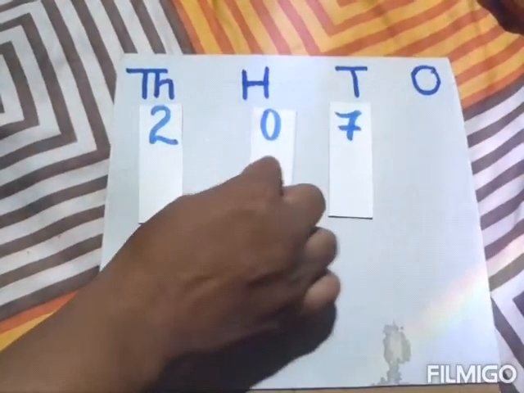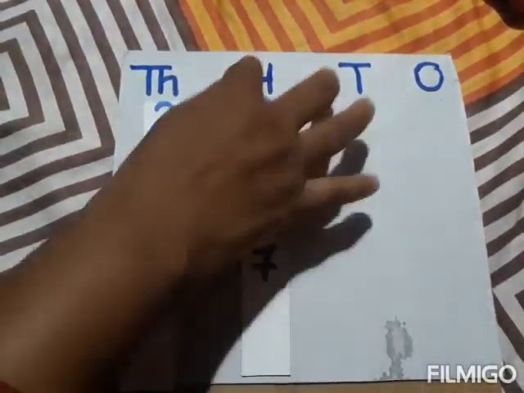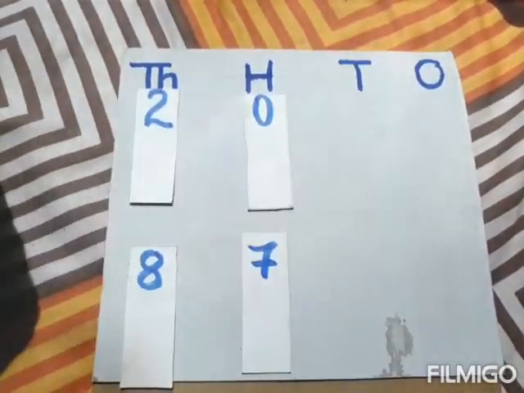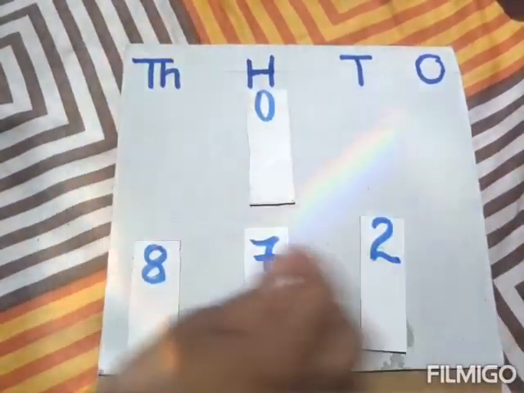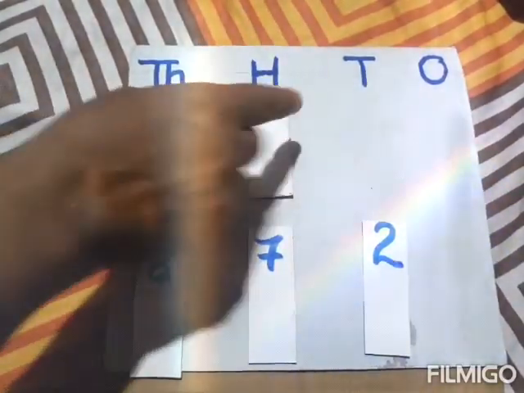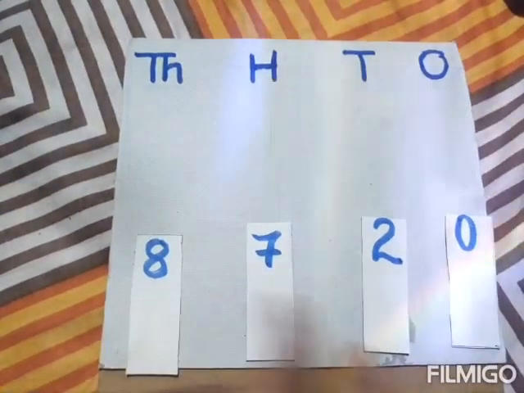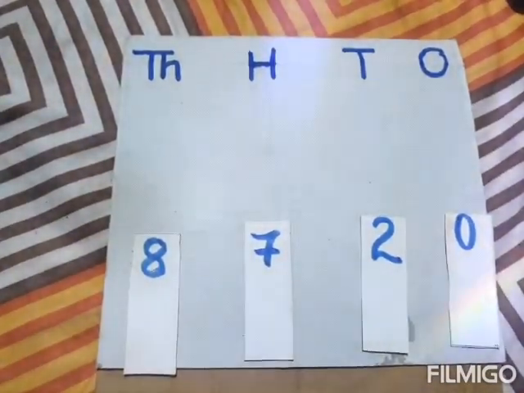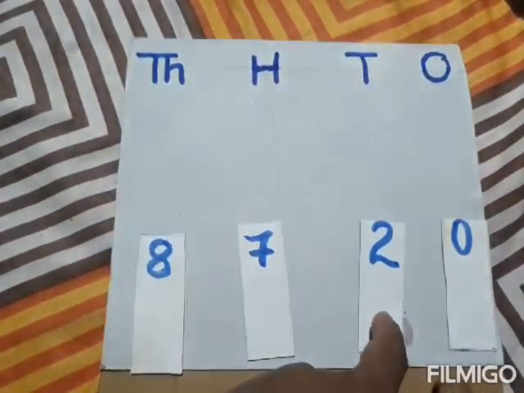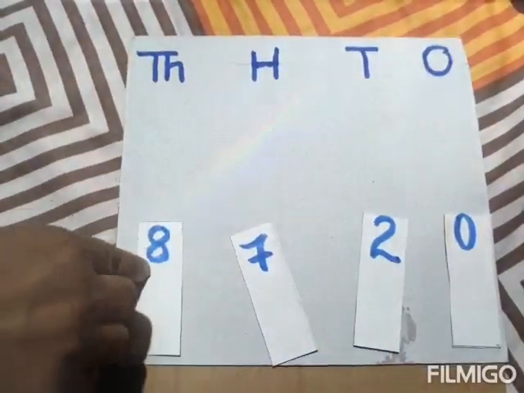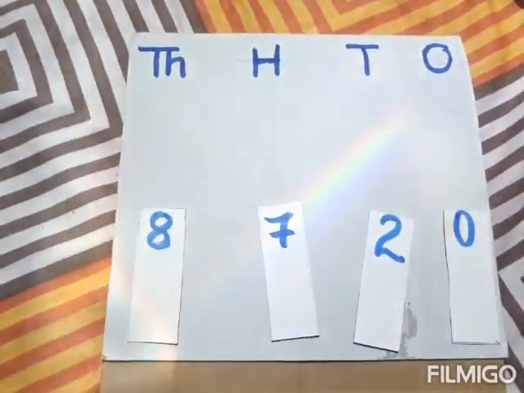Among 2, 0, 7, which one is the bigger one? 7. So I will put it under the 100 place. Among 2 and 0, which one is the bigger one? 2. So I will take this and keep it in the tens place. Finally, what remains? 0. So I will keep it under the ones place. So by using 2, 7, 8 and 0, the greatest 4-digit number is 8, 7, 2 and 0. That is 8720. Because 8 is under 1000, so 8000. 7 is under 100, so 700. 2 tens, 20. Clear, children?